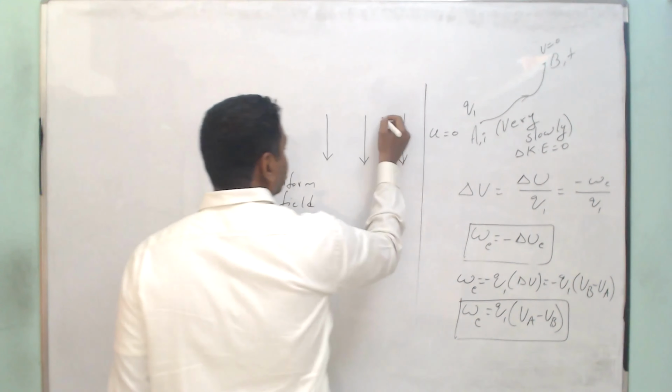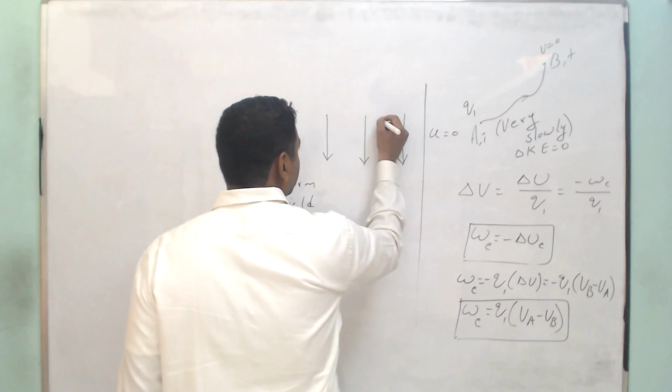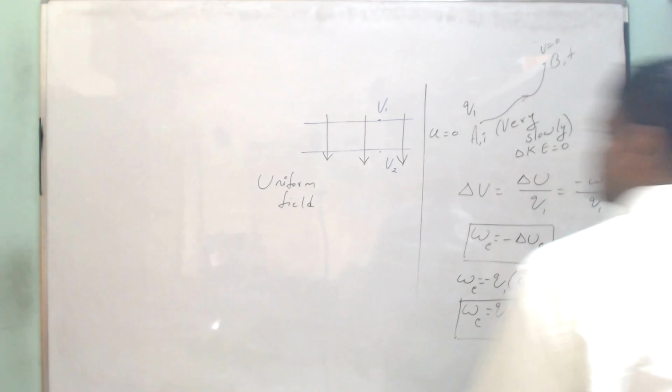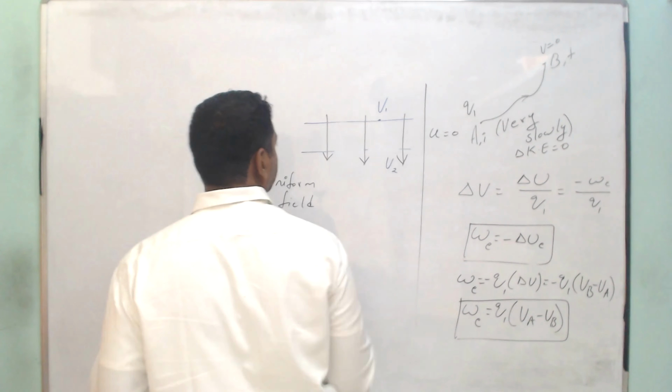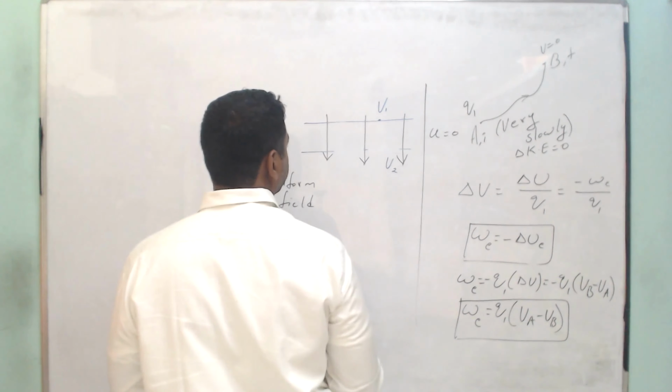Now, here I have a potential of V1. Here I have a potential of V2. And basically, let us say I can draw the equipotential surfaces in this way, horizontal and perpendicular to the field. So we'll say let this be P2, correct?